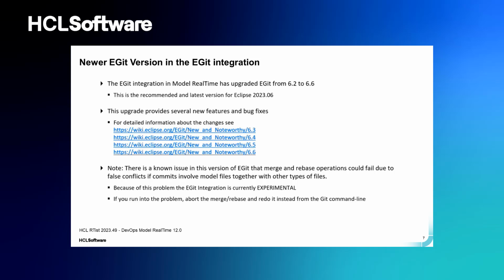And like I mentioned, there is a new known issue in this version of eGit that has to do with merging and rebasing, that it can fail in some cases with false conflicts if the commits involve model files together with other types of files. And that's the reason why we have marked this feature as experimental. And the workaround that can be used is that in case you run into this problem, you can abort the merge or rebase in the UI and do it instead from the Git command line. And we are working on trying to resolve this issue for the next release.